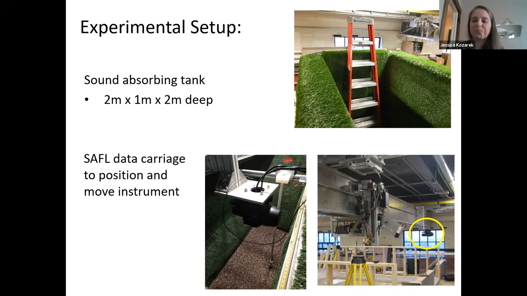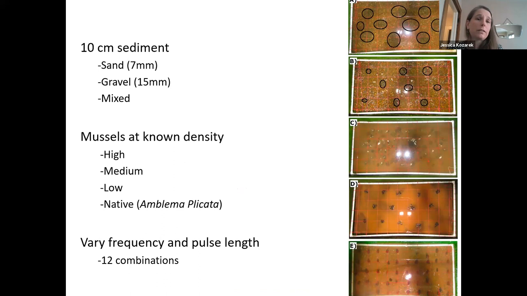So within the tank, we had 10 centimeters of sediment, either sand, gravel, or mixed sediment, and varying levels of zebra mussel density, so high, medium, and low, and also had a test with native freshwater mussels. And for all of these experiments, we varied, again, the sonar settings, the frequency and the pulse length, and we had 12 different combinations of these settings.